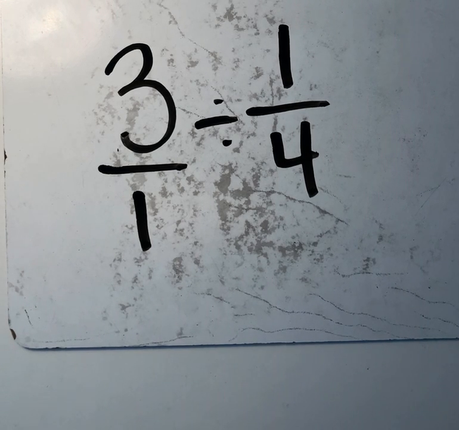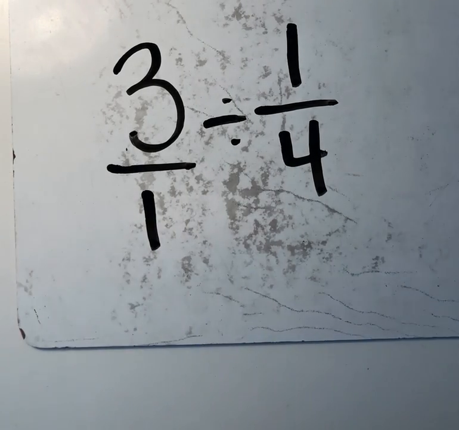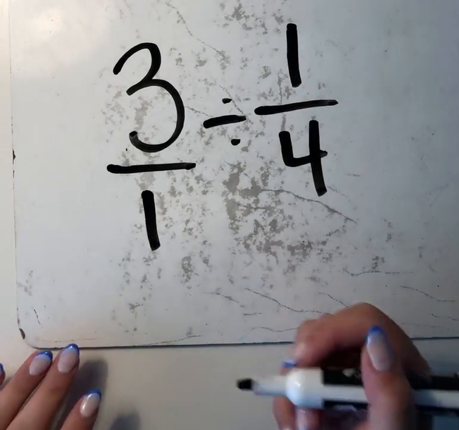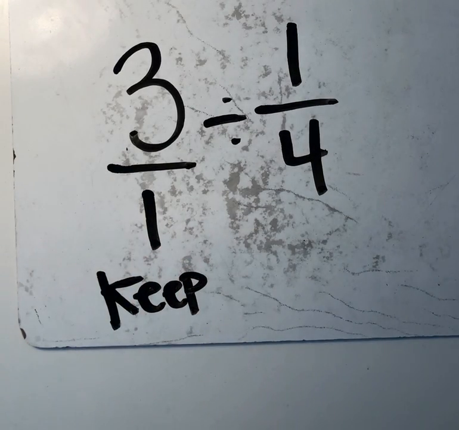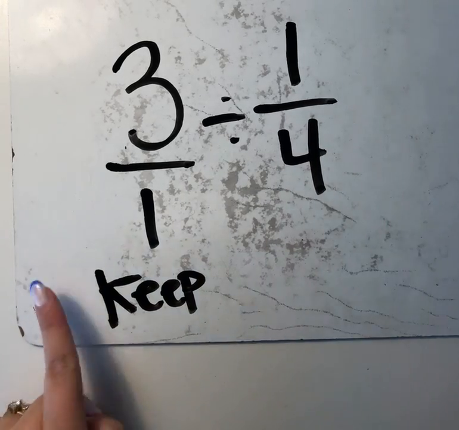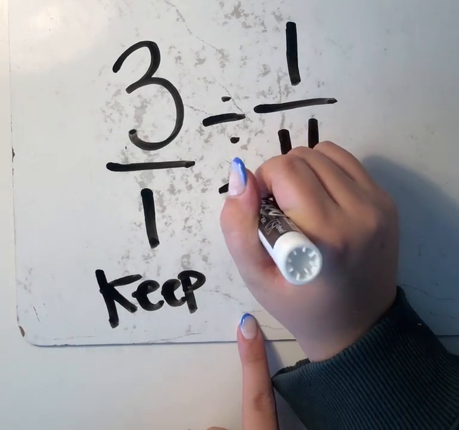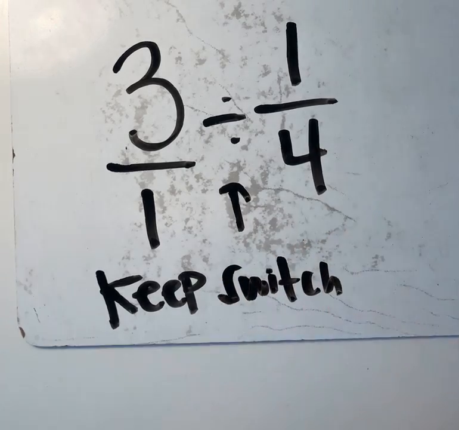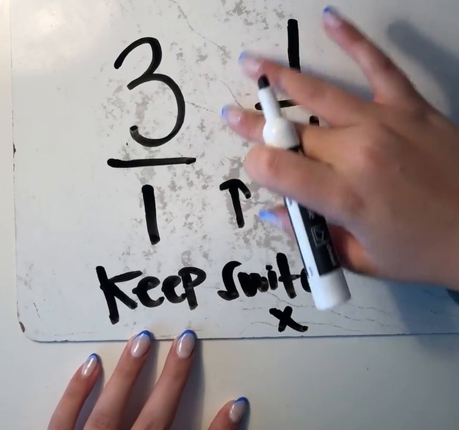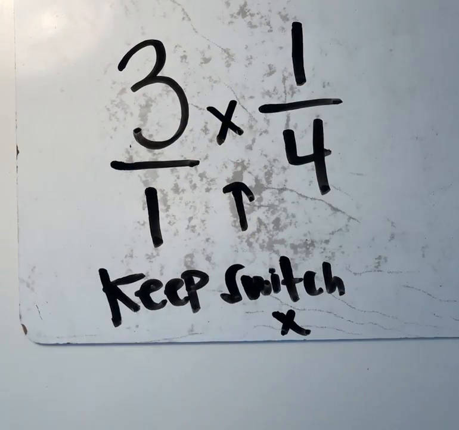When I divide fractions, I use a little trick called keep, switch, flip. Here's how it works. Starting with this number, I keep it. That's the first step in keep, switch, flip. Keep it the same. My next step is switch. I switch this division sign to a multiplication sign. So I'm going to do that right here. I'm going to switch it from division to multiplication.